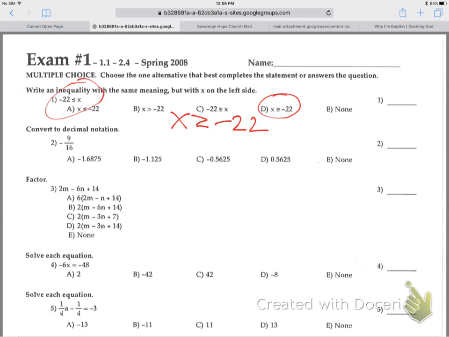Question number 2. Stop me if you want to talk more about it. I'm going to try to whip through them all, but you slow me down when you need more information. Number 2, calculator, right? Just use your calculator. Negative 9 divided by 16. Is it C? Okay.